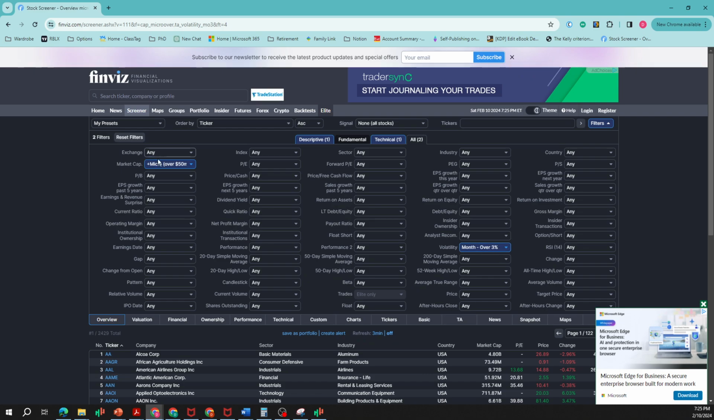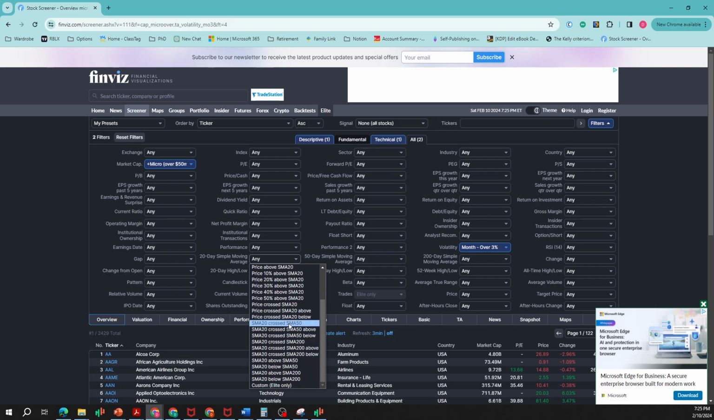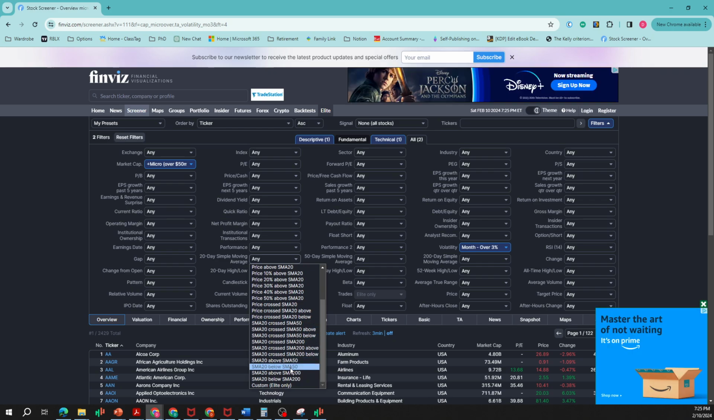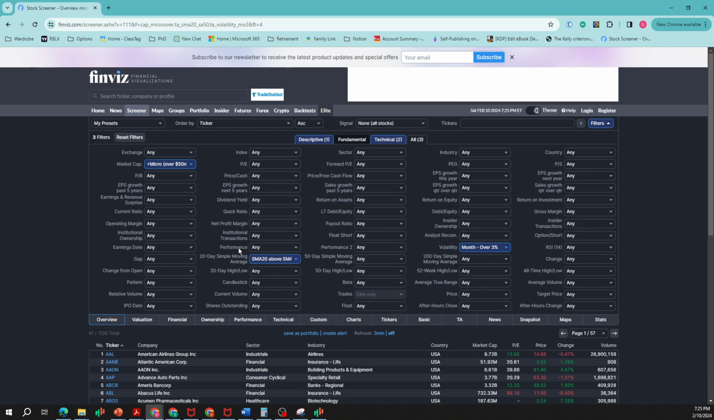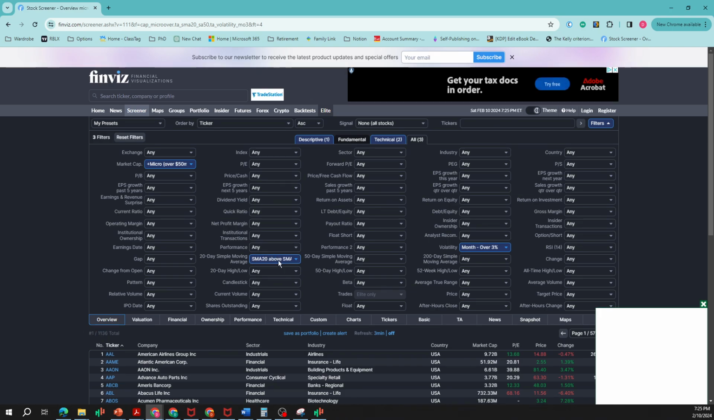Okay, so you have volatility, you have certain parameters of liquidity. You can put some trend parameters in there. I use the ADX to filter for trend, but you can do something simple like, let's say the 20-day is above the 50-day. And again, now you're down to 1,000. So that filtered out anything that doesn't have a 20-day above the 50-day.